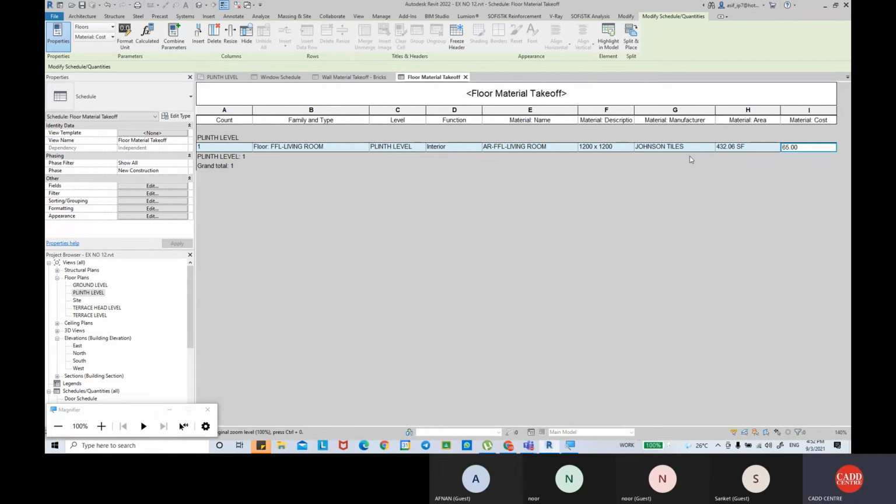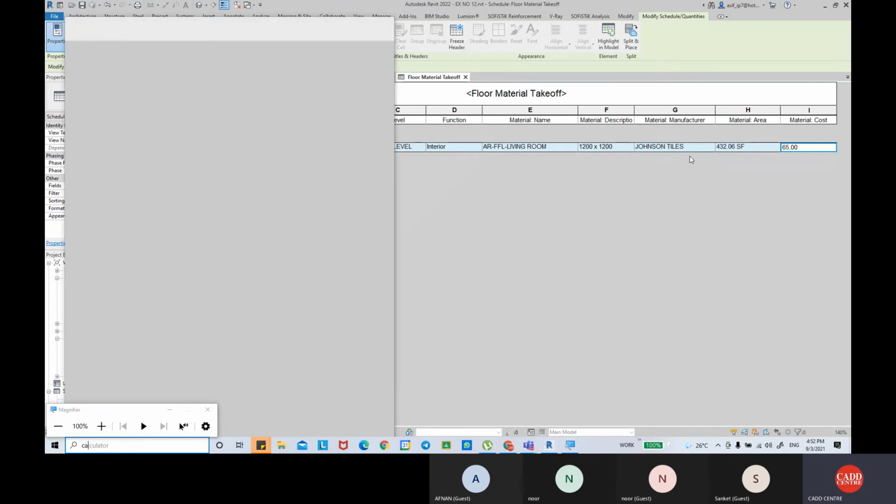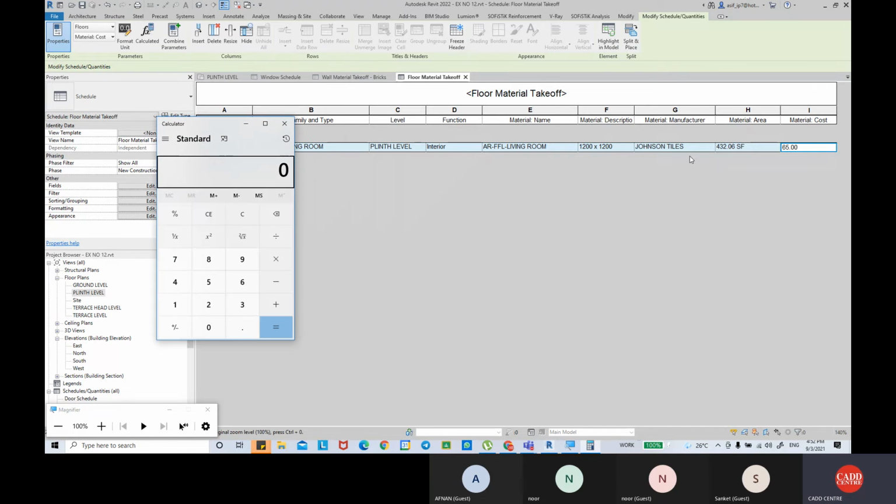So number of tile count, the formula is very simple. Whatever is the area of your material divided by the area of one tile. So area of one tile, if I use the calculator, 1200 by 1200 in mm, it was like 14,40,000. And we are doing in square feet over here. So material area is in square feet. So I need to convert this from square millimeter to square feet.